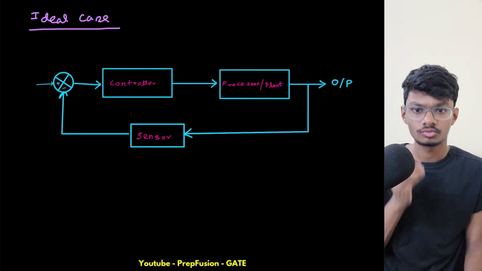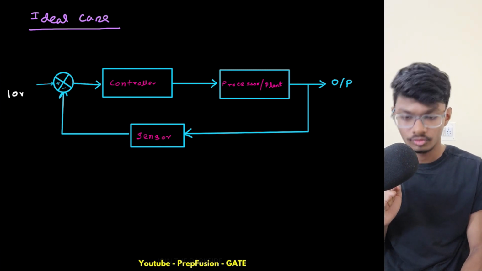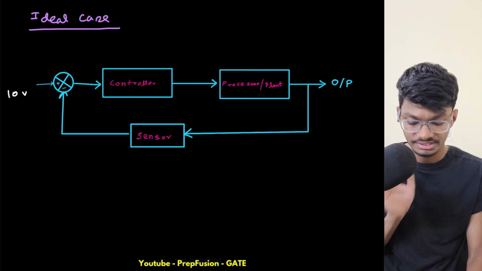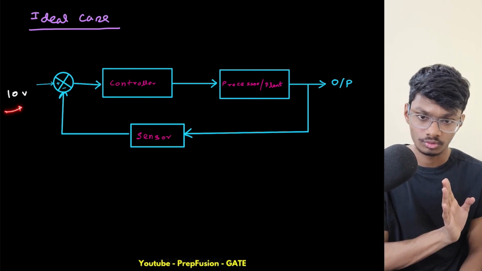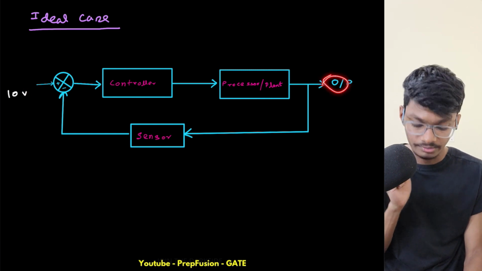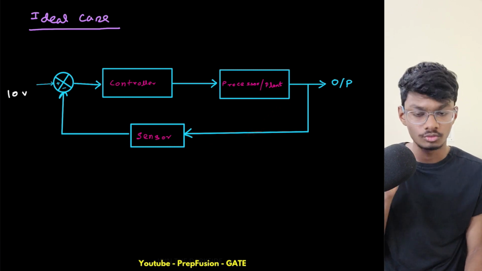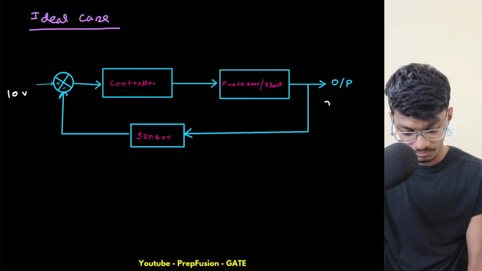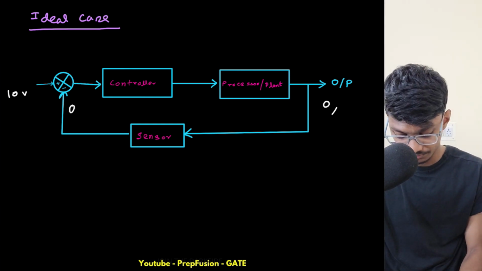So everything is working ideally. Initially, I am giving it a 10 volt input signal. I am assuming nothing is rotating, my motor is off initially. I just started my motor and gave it 10 volts here. Then what will happen? My motor isn't rotating, so obviously the input to this sensor is 0 rpm. If the input to the sensor is 0 rpm, the output will also be 0 volts.